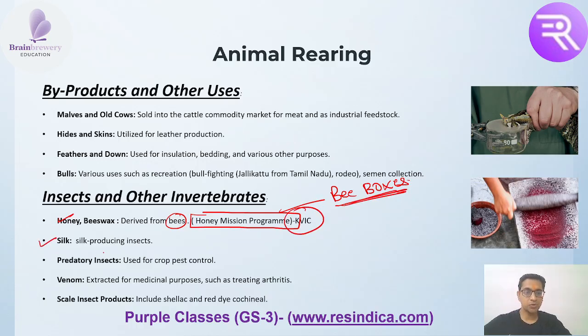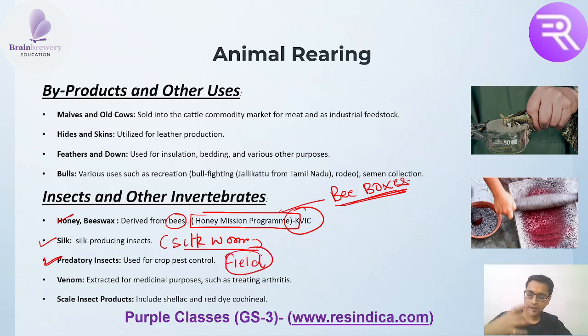Then silk is being produced by the silk producing insect that is called silkworm, right? Then predatory insects are there. A lot of predatory insects are released on the fields, which kill the crop-eating insects. So these predatory insects are very important, who kill the insects on the fields which are destroying the crops.